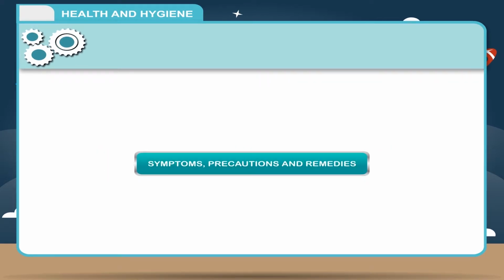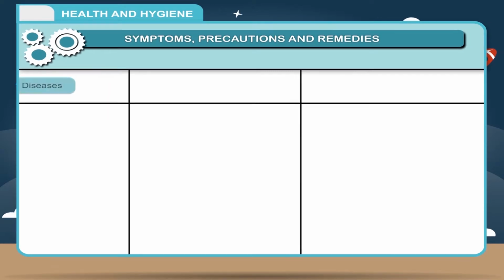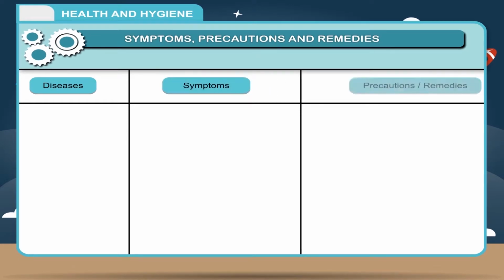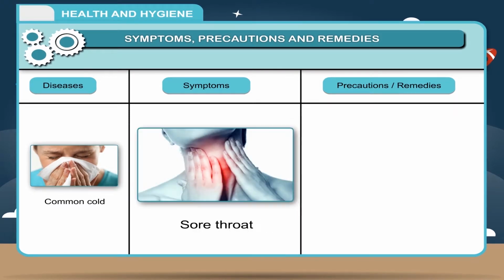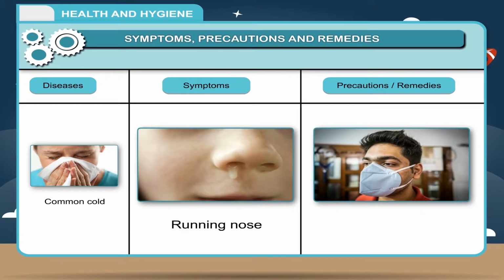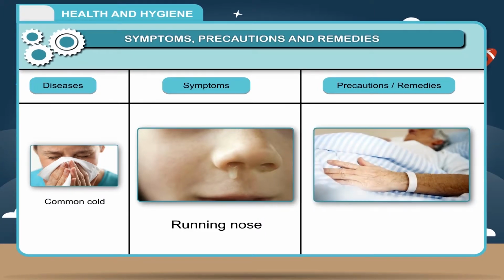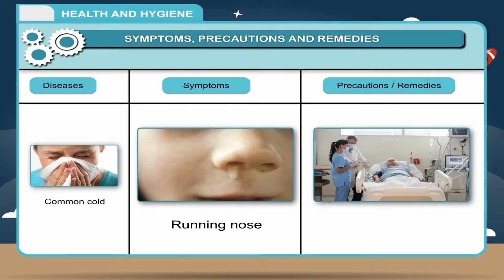Symptoms, precautions, and remedies. Some communicable diseases, their symptoms and precautions are given in Table 4.2. Diseases, symptoms, preventions or remedies. Common cold: sneezing, headache, chilling, sore throat, inflammation of the nose, running nose. The patient should cover the mouth and nose while coughing and sneezing. The patient should take enough rest. The healthy person should avoid close contact with the patient.